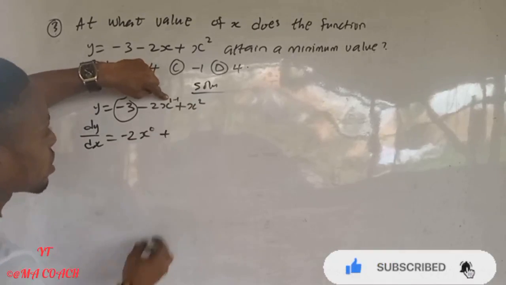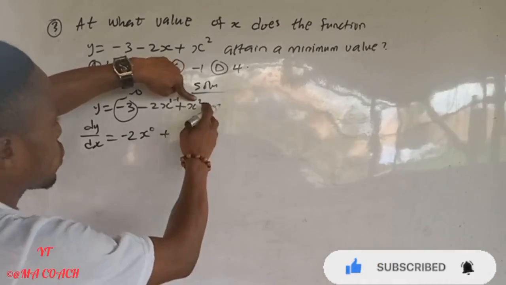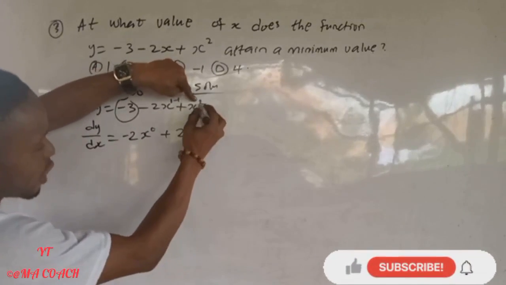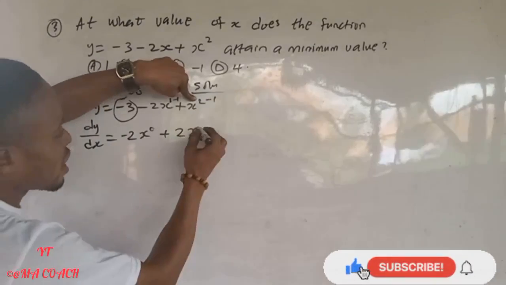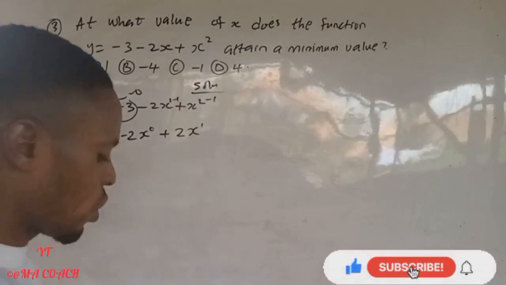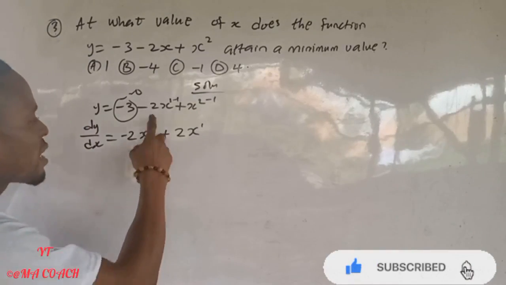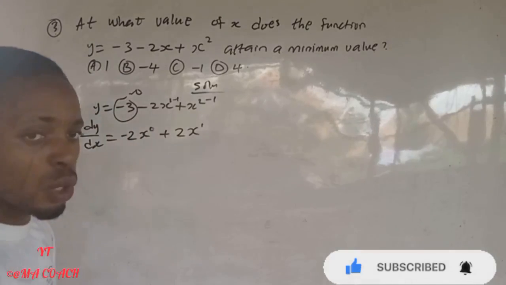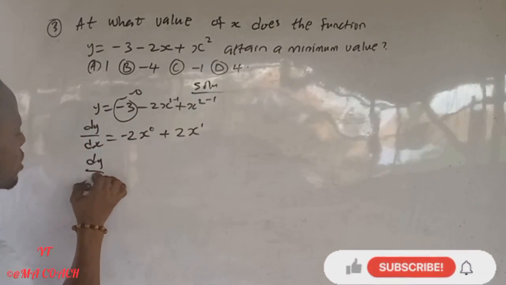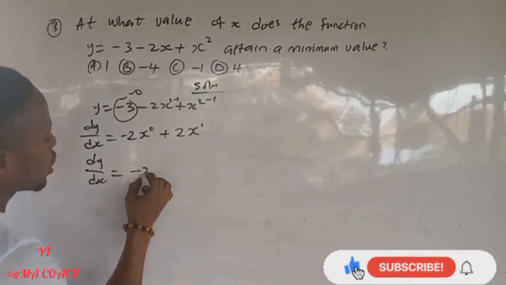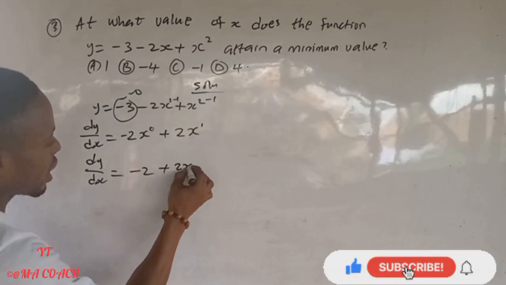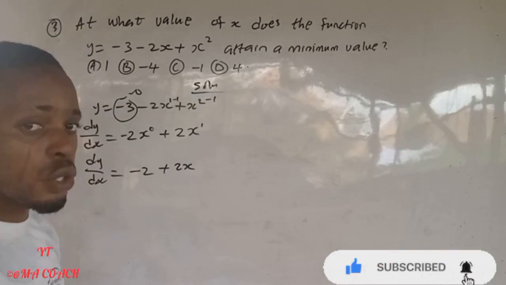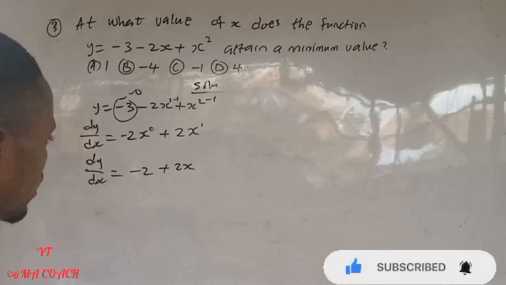Plus, the index here is 2. 2 times s here, we have 2s to the power 2 minus 1, that's 1. So s is power 1 here. Everything that is power 0 is 1. So 1 times minus 2, we have minus 2. So now our dy/ds is equal to minus 2 plus 2s. The power 1 is not visible, because anything that is power 1 is not written.